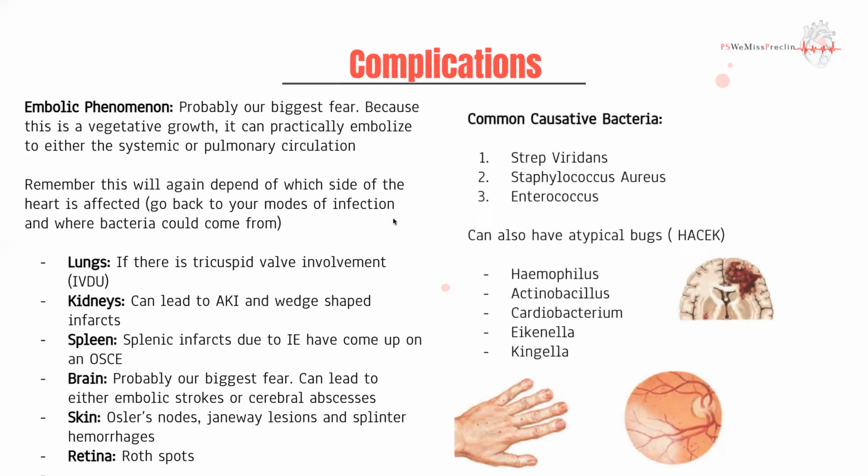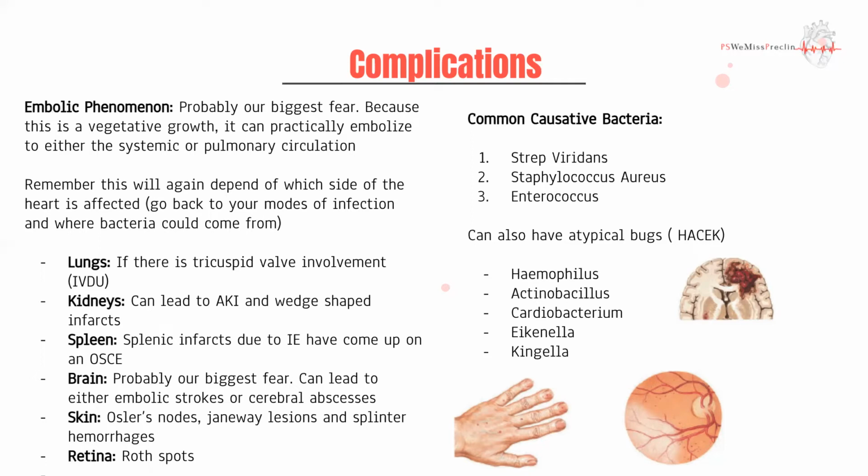Some common causative organisms, the three main ones you should know would be Strep viridans, a common one for post-dental infective endocarditis; Staph aureus, the most common one by far and a big risk factor for IV drug use-induced infective endocarditis; and then you have Enterococcus. Some say that it is often post-colonoscopy, as you can imagine. You can also have some atypical bugs, and a good acronym for remembering that is the HACEK acronym. So Haemophilus, Aggregatibacter, Cardiobacterium, Eikenella, and Kingella. Those five, I guess, it's good to have in the back of your mind as atypical bugs.